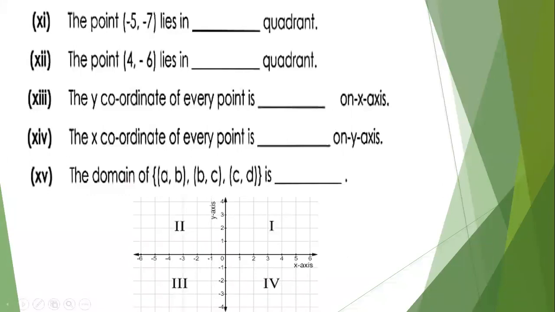Okay, now next. The Y coordinate of every point is dash on x-axis. Can anyone tell me why it is 0? Why is it 0 on the x-axis? Please turn on your mic and let me know the answer if you know. If not, then I'm going to state it myself.